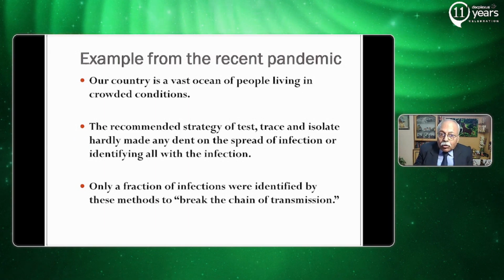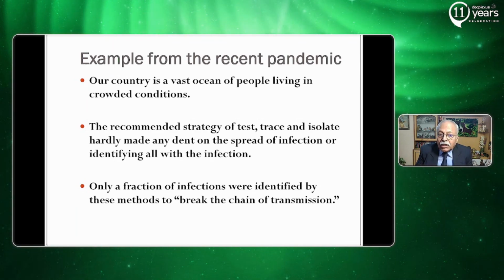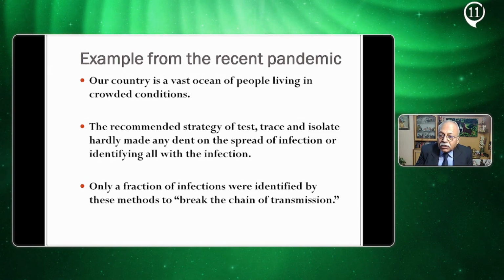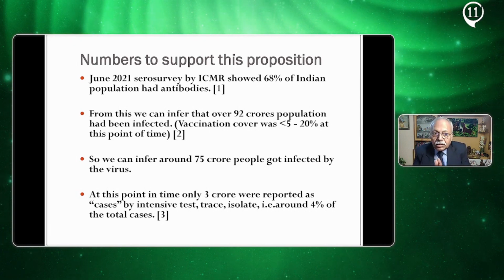This is an example from the recent pandemic of countries with a vast ocean of people living in crowded conditions. The recommended strategy of test, trace, and isolate hardly made any dent on the spread of infection. We could not identify all with infections. Only a fraction of infections were identified by these methods to break the chain of transmission. So these are the figures I was saying; we can substantiate how effective we were by these figures.